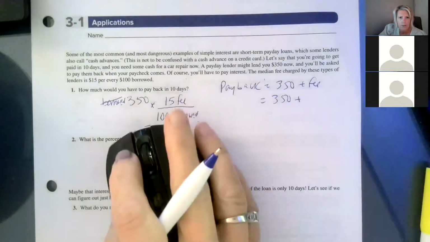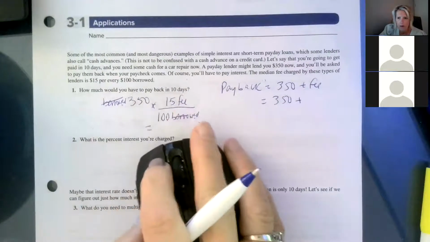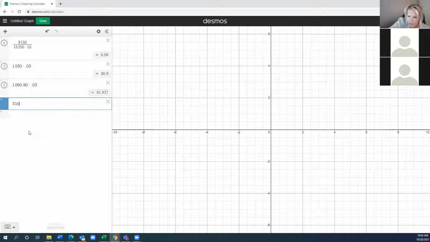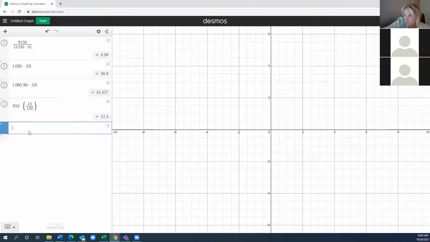and go to Desmos. And so I can do 350 times 15 divided by 100. Okay, so that looks like I'm going to pay $52.50 to borrow that. What do y'all think?